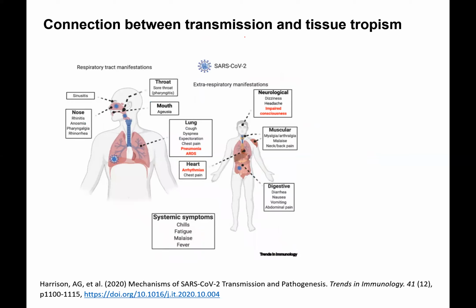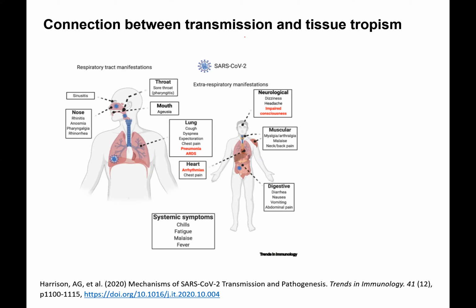So this is just kind of showing a little bit more about where you see pathology and how it's connected to transmission methods and tissue tropism, right? So how is that virus getting to where it needs to get to cause the infection?